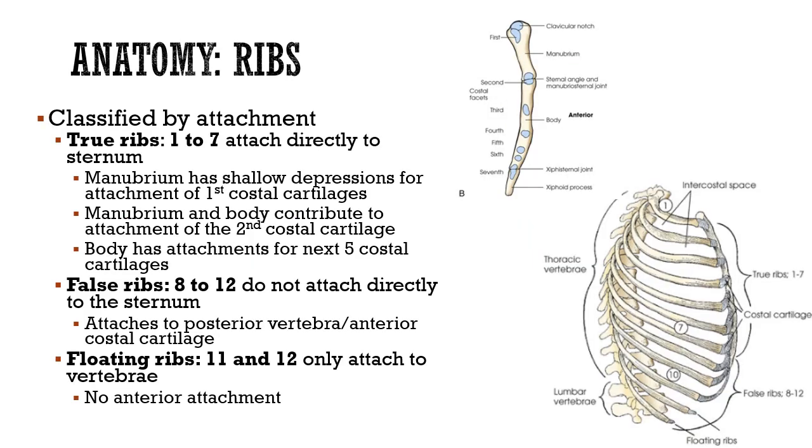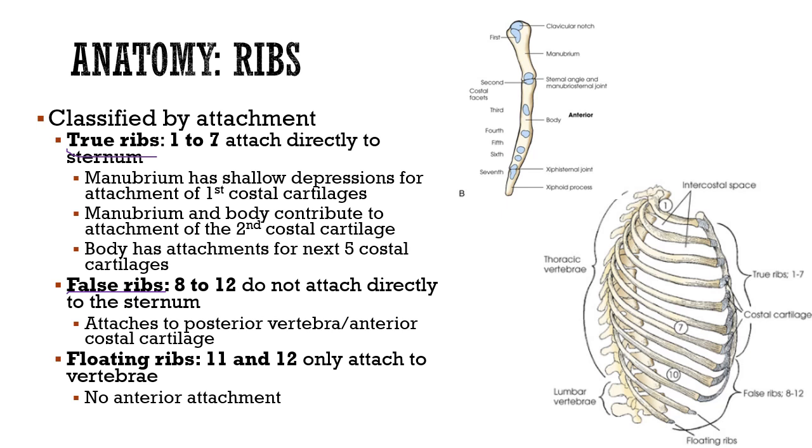The ribs are classified by attachment. The first 7 are classified as true ribs since they attach directly to the sternum. The cartilage itself attaches directly to the sternum. The manubrium has a shallow aspect for the attachment of the first costal cartilage. The manubrium and the body contribute to the attachment of the second, and the body has attachments to the next 5 costal cartilages. The false ribs are ribs 8 through 12.